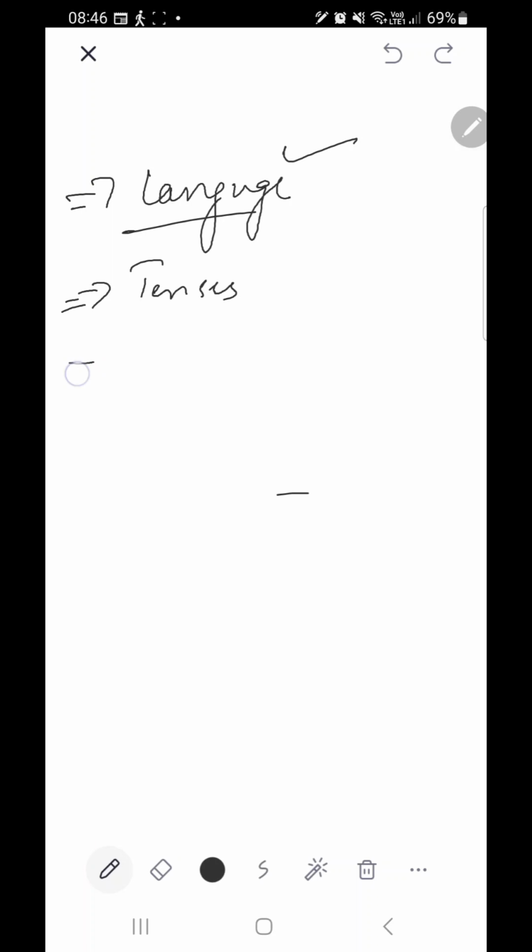Anyhow, the last part is the language. In the language part, we have tenses, sentences, articles, or parts of speech.